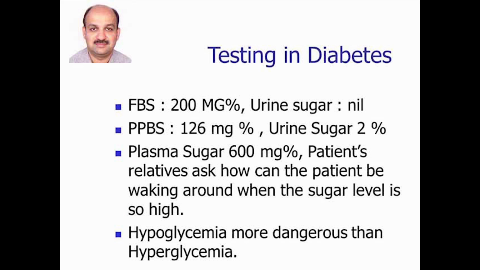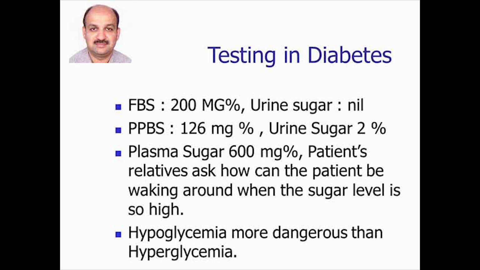We get a lot of questions when we see reports. A common question is: the fasting sugar is 200 but urine sugar is nil, and post meals it is 126 and urine sugar is 2%. It has to be remembered that urine sugar does not always tally with blood sugar, and in diabetic patients urine sugar is not really useful to know whether the patient is in control or not. So in case you are a diabetic, it is recommended that you may omit the measurement of urine sugar because it will not tell you whether you are in control or not.